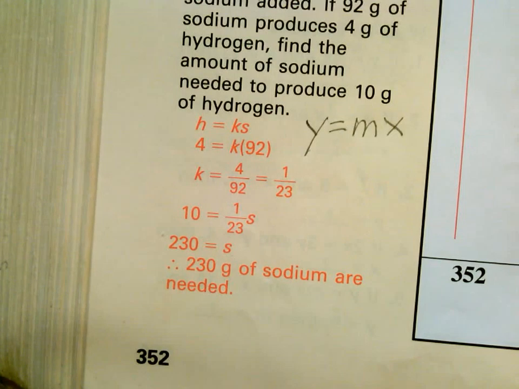Proportion is much easier. If you want to do it that way, you can, but I think the proportion method is a whole lot easier.